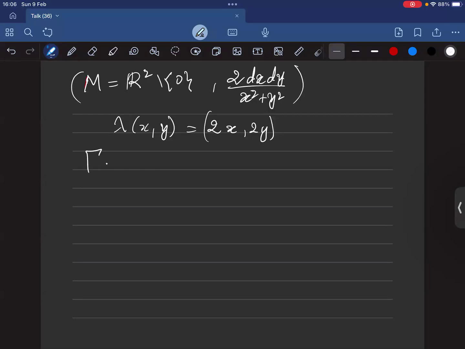I define the group Γ generated by λ. This is isomorphic to Z, given by the iterates of λ, and we quotient M by Γ. Γ acts properly discontinuously on M, so we get a nice quotient. In fact, it's topologically a torus.